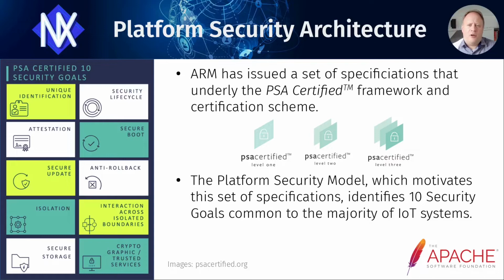The Platform Security Architecture is defined in a set of specifications. One of those describes the platform security model. It includes 10 so-called security goals, which are common to most IoT systems. Let's briefly cover those 10 goals. Unique identification. To interact with a particular device, a unique identity should be assigned to the device, and this identity should be attestable. This identity facilitates trusted interaction with the device, for example, exchanging data and managing the device.